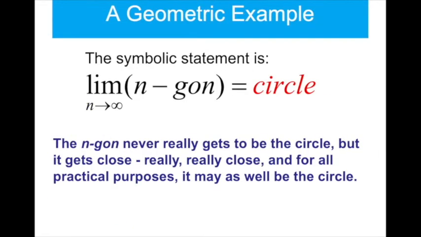Then the mathematical notation is as follows. Lim means limit. So the limit of the n-gon as n approaches infinity is equal to the circle. Okay, so that's just a simple introduction of limit.